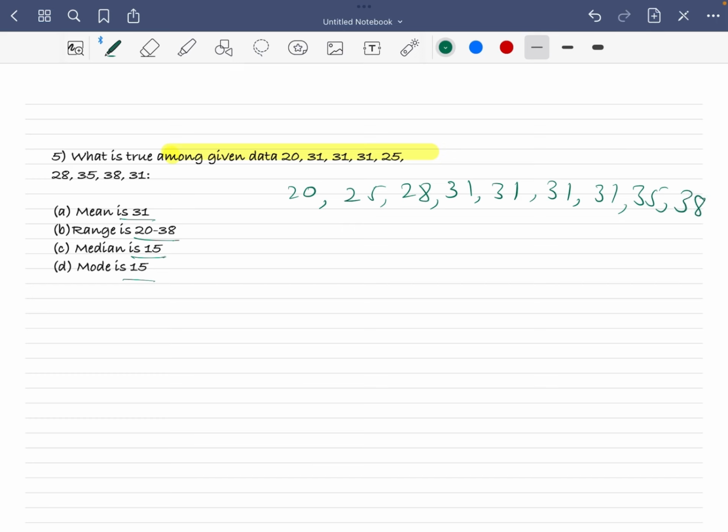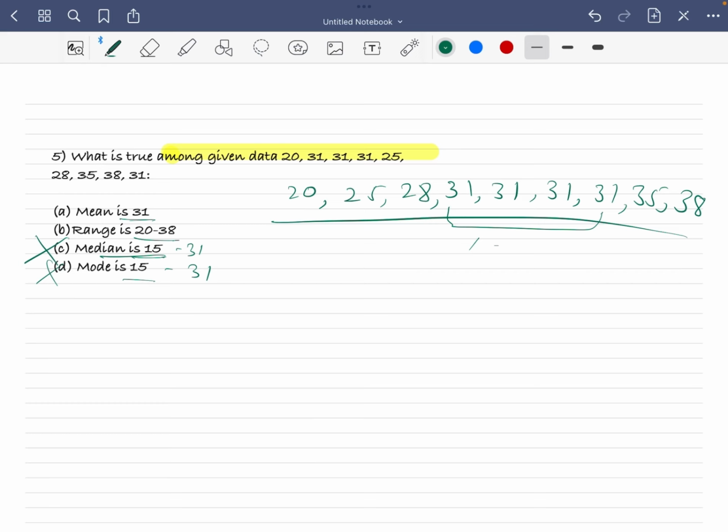So if we look at the median, is it 15? The median is not 15, cancel out. Mode, is it 15? No, the mode is cancelled out. The median is 31, and the mode is 31 also because it's the most frequent number there. They say the mean is 31. We just have to sum up everything and divide it, and we can find out.